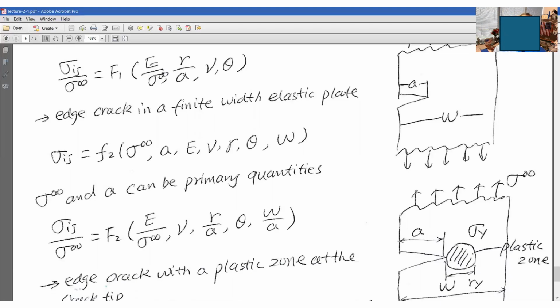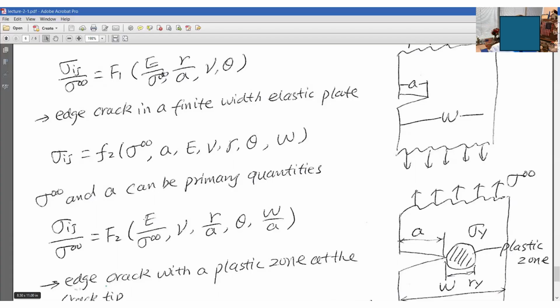So we do the same thing, right? And we know sigma infinity and this A can be primary quantities. And then we divide each of the other variables by the dimensions of these two. Definitely the exponent for each is a sigma infinity dimension and also A's dimension, right?